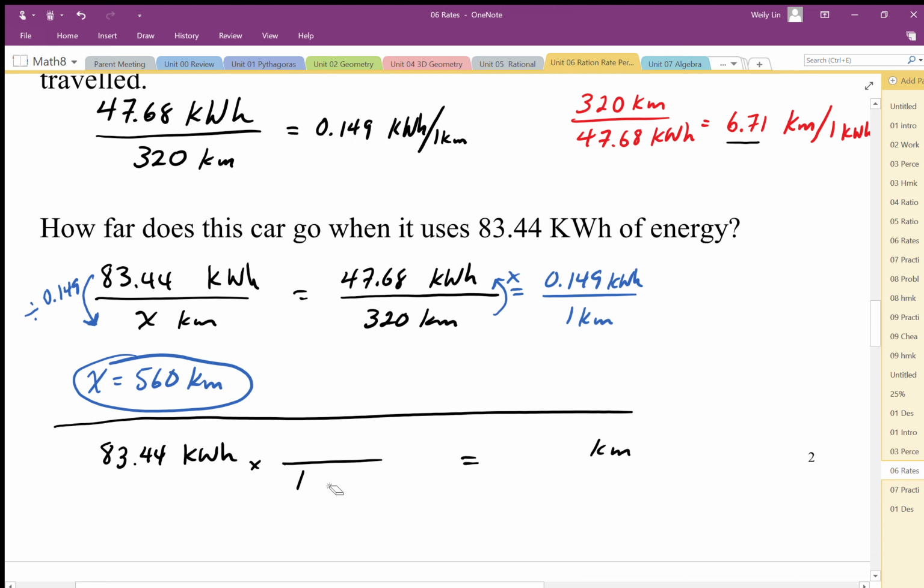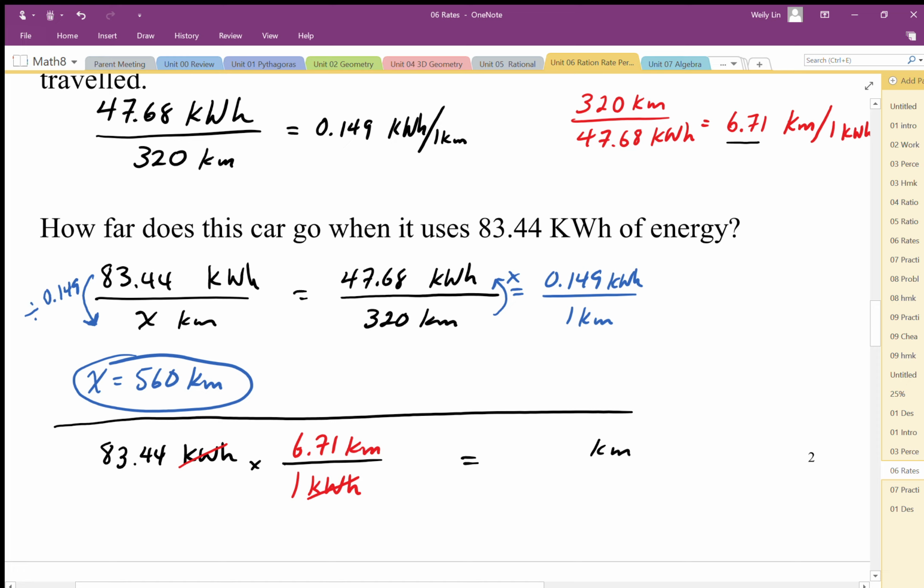Next I'm going to do it in red because I'll just show you where I got it from. I have 1 kilowatt hour here and 6.71 kilometers. That's my ratio. Now the reason why I'm using this rate and not this rate is because this rate gives me my kilowatt hours in the denominator, which allows me to cancel a times with a divide. These units actually cancel out. And notice that I'm left with kilometers as my units, and that's the units that I want.